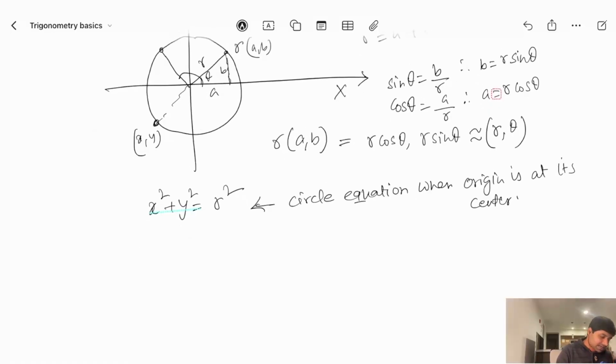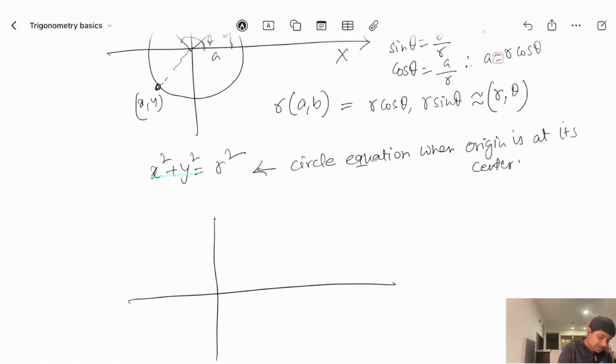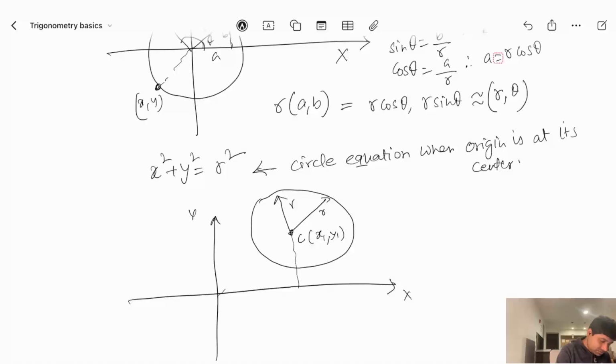So if the origin is not at the center, then think of x and y, and the circle center is at, let's say, C, which for the time being is (x1, y1), and let's say this is our circle. Okay, so let's say (x1, y1), and let's say the radius is R. In that case, the center of the circle is at x1 and y1 distance.